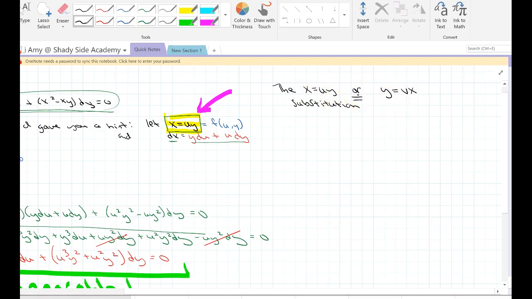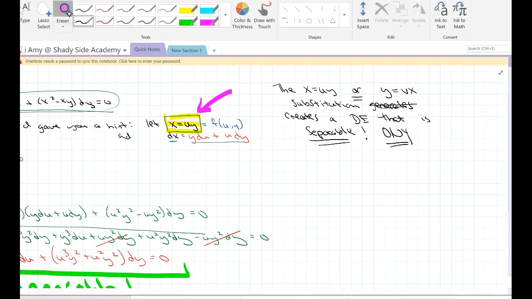The x equals uy or y equals vx substitution creates a differential equation that is separable, okay, only, because your natural question is, could I use this method all the time? And unfortunately, no. Only if the differential equation is what we call homogeneous.